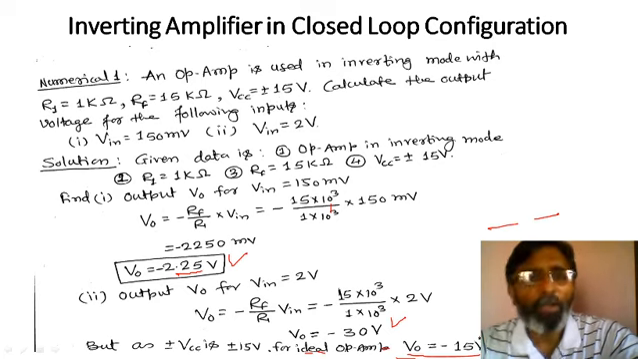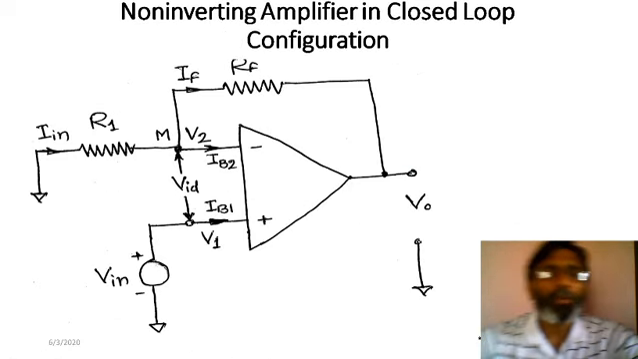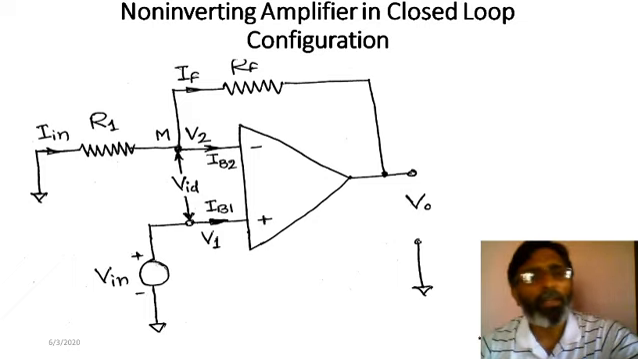So like this, a simple numerical will be asked to you. You can solve that. Now next is the non-inverting amplifier in the closed loop configuration.